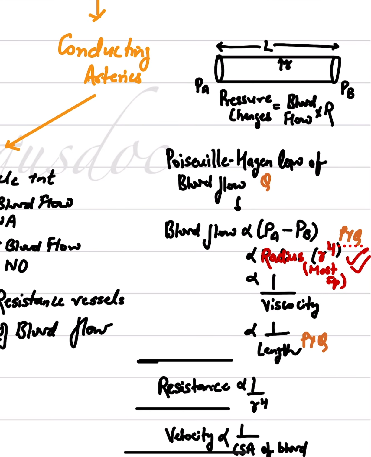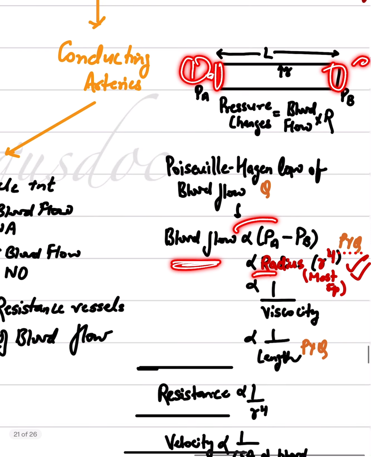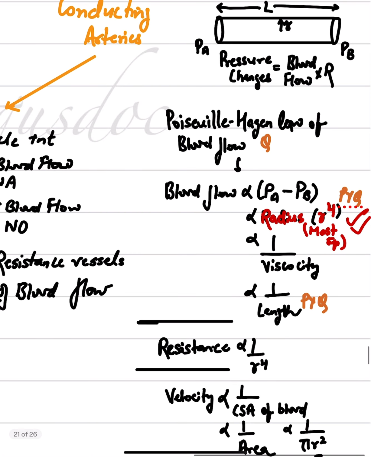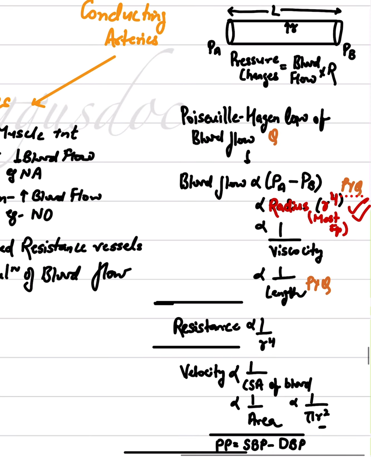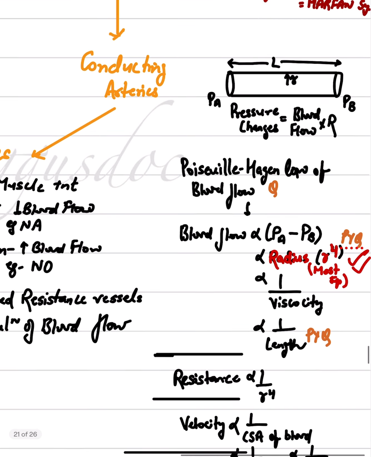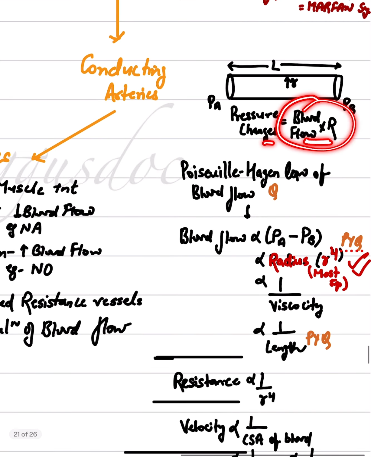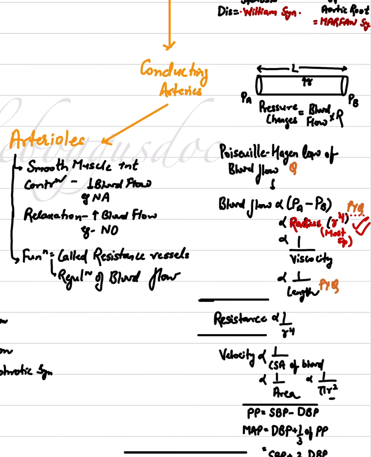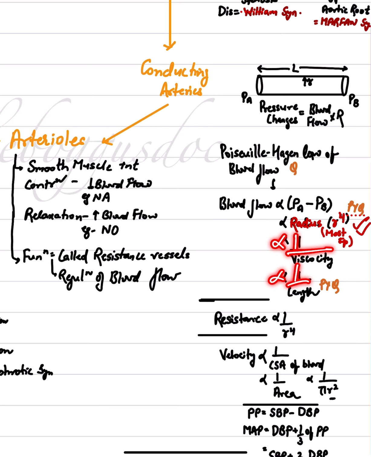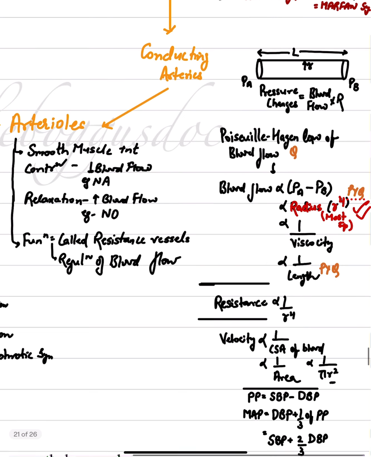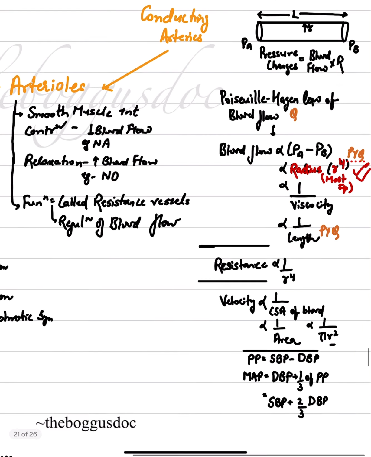We have a famous formula, the Poiseuille-Hagen law of blood flow. This is something we have to remember. It has been asked in previous year questions. Blood flow depends on the pressure difference, PA minus PB, pressure here minus pressure here. It is also directly proportional to radius R to the power 4, the most important factor among all, divided by the viscosity. So pressure change is equal to blood flow into R. Blood flow is inversely proportional to viscosity and inversely proportional to length. Okay, remember this. R means resistance.